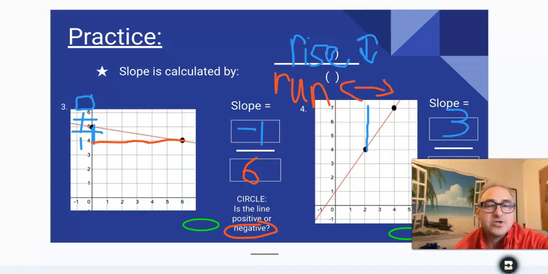And now I'm going to switch to red because I'm going to do my run. And from this corner, I'm going to do my run over. And I go over 1, 2. My run is 2. Positive slope is 3 over 2.